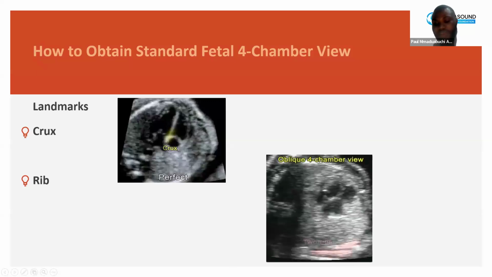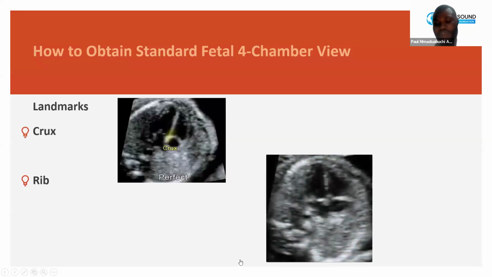If you look at this, this is an oblique view where you have two ribs, and this is the perfect view where you have only one rib showing. So this gives you a perfect fourth chamber view.